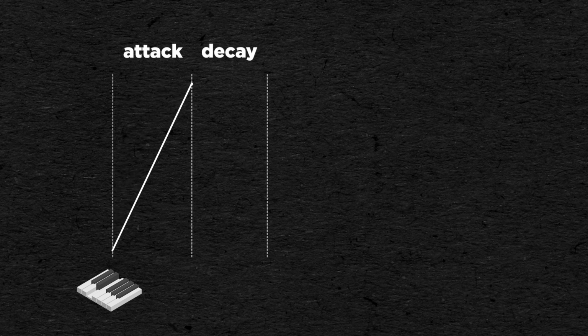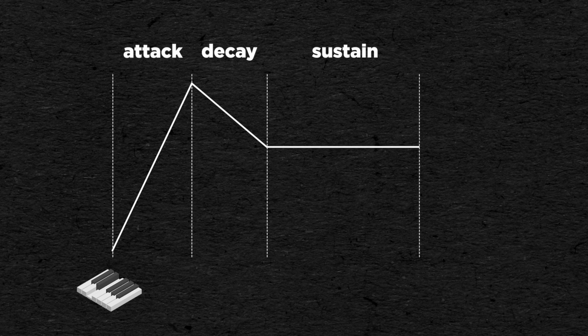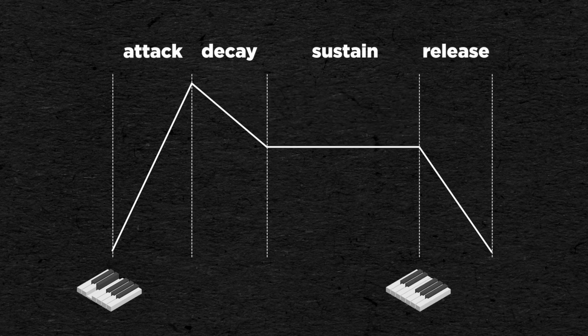The decay is the time it takes between the attack and the sustain, which is the volume of the note when the key is held down. If the sustain is all the way up, the decay would have no effect, because it would make a transition from full power to full power. And the release is the time it takes for the note to die off after the key is released. So the longer the release, the longer the fade out.